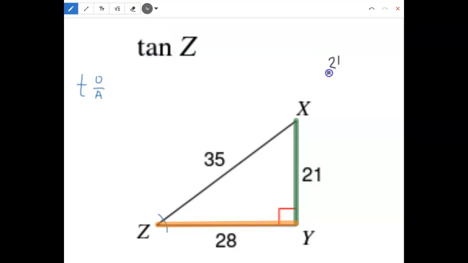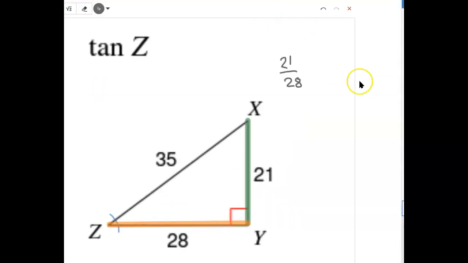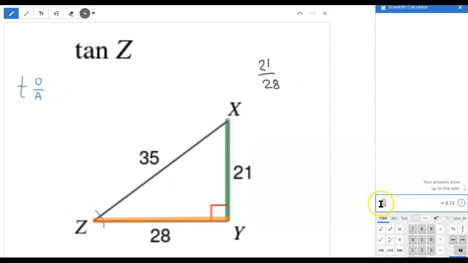So that means that we're going to do 21 divided by 28. If we want to use a calculator, we can definitely do that. Let's look at what that looks like. So 21 divided by 28 is 0.75.